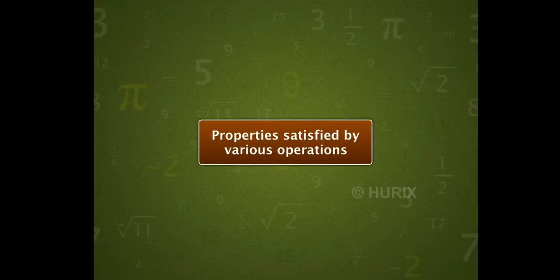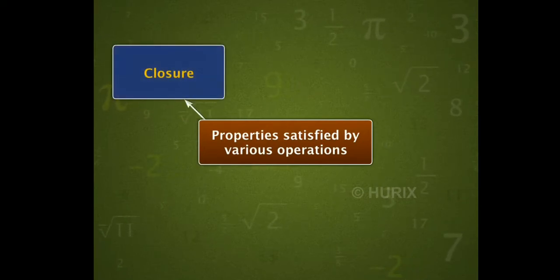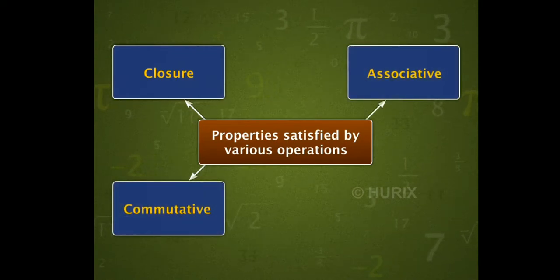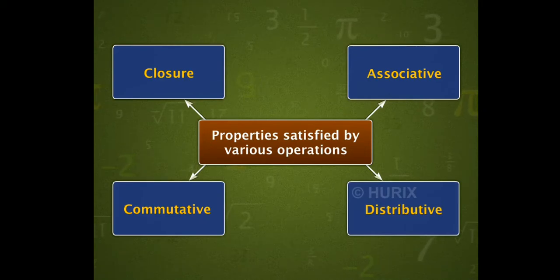These fundamental operations satisfy properties such as the closure property, commutative, associative, and distributive properties for rational numbers. Let's explore whether real numbers too satisfy these properties or not.